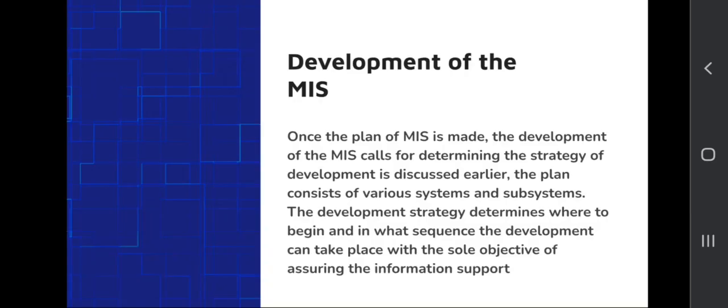Greetings. We're going to start talking about the development of MIS as a beginning for our project. Once the plan of MIS is made, the development of the MIS calls for determining the strategy of development as discussed earlier. The plan consists of various systems and subsystems, and the development strategy determines where to begin and in what sequence the development can take place, with the sole objective of assuring the information support.